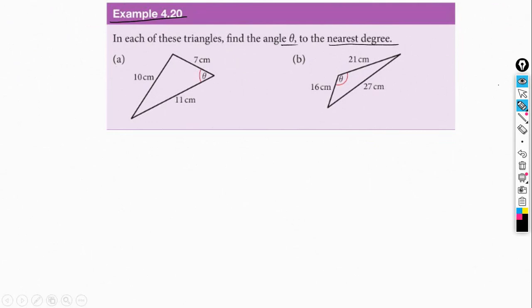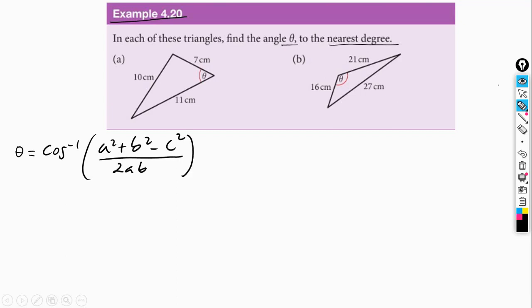Okay, so remember that the formula for calculating an angle using the cosine rule would be that theta is equal to the inverse cosine of (a squared plus b squared minus c squared) divided by 2 times a times b. So what is a, what is b, and what is c? Remember that a and b are the sides that enclose the angle. So this would be side A, this would be side B, and this is side C.